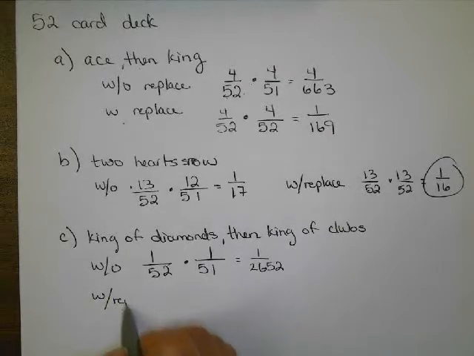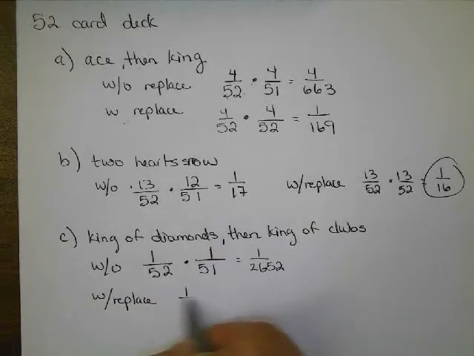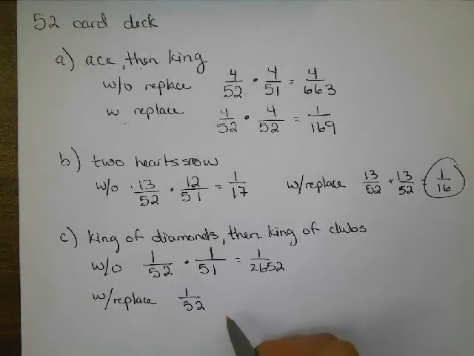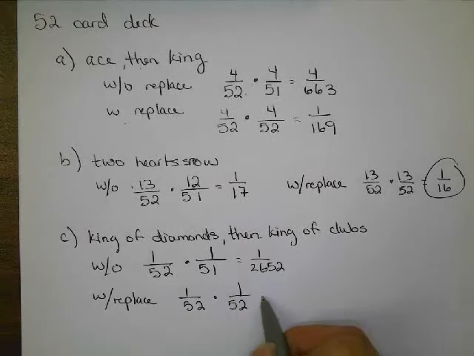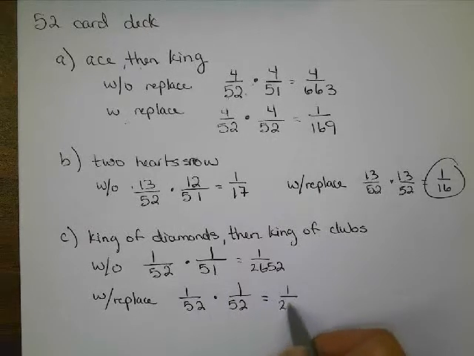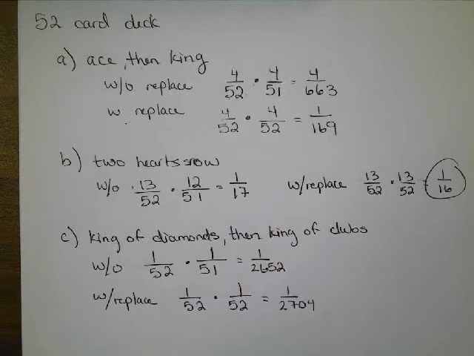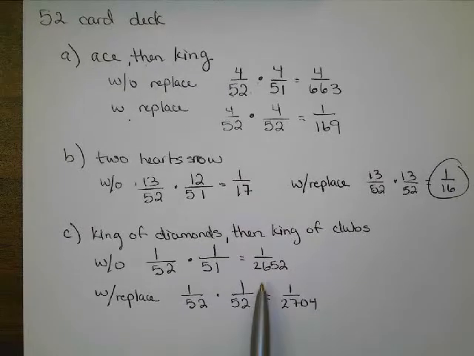If we do this with replacement, then I have a 1 out of 52 chance, and since I put it back, I still have 52 cards in the deck, and there is 1 king of clubs. So that gives me 1 out of 2,704. So my chances are better if I don't put the card back, as you can tell here.